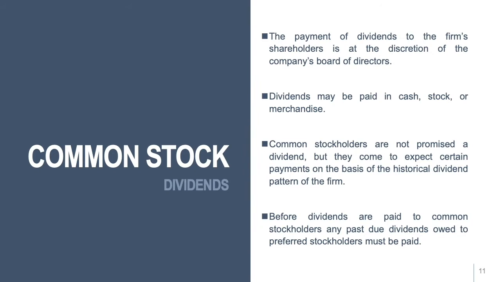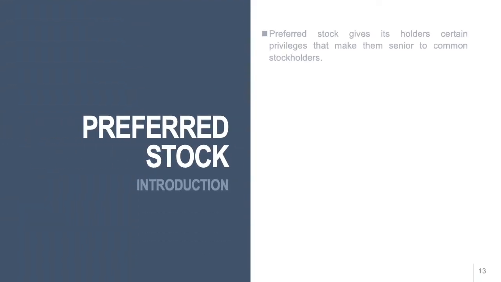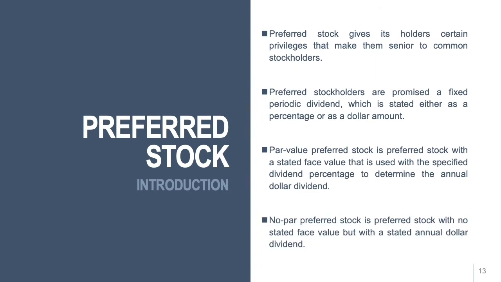Now we look at preferred stock. What is preferred stock? Preferred stock gives its holders certain privileges that make them senior to common stockholders. Preferred stockholders are promised a fixed periodic dividend, which is stated either as a percentage or as a dollar amount. Par value preferred stock is preferred stock with a stated face value that is used with the specified dividend percentage to determine the annual dollar dividend. No par value preferred stock is preferred stock with no stated face value but with a stated annual dollar dividend.